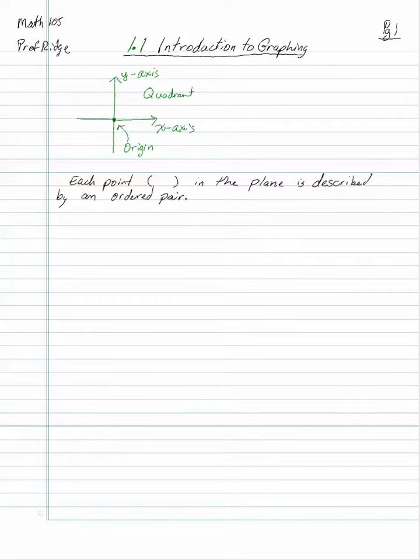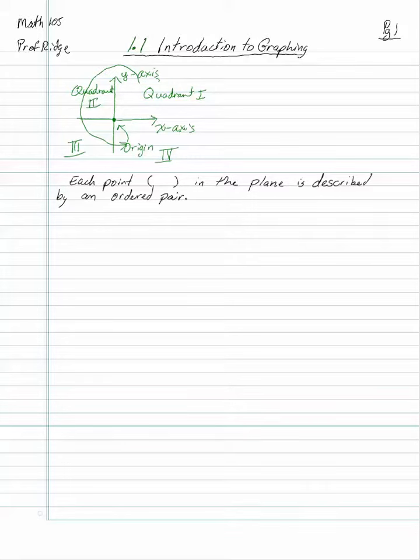Quadrant 1, and then you go counterclockwise from there. So this is quadrant 2. So we basically go counterclockwise: quadrant 2, quadrant 3, and it's pretty normal that we use Roman numerals to mark the quadrants.